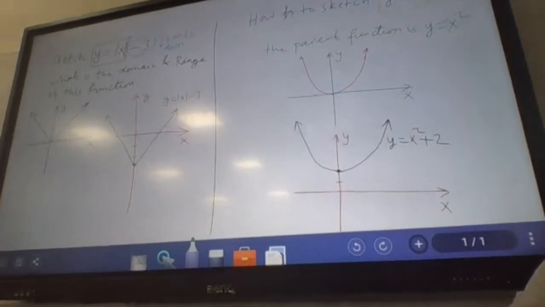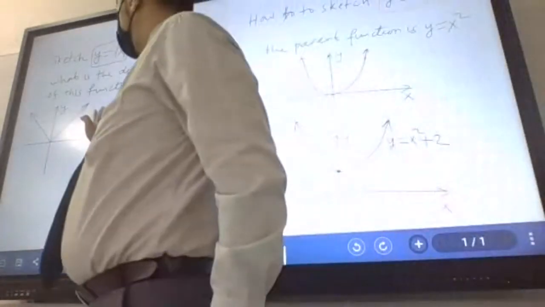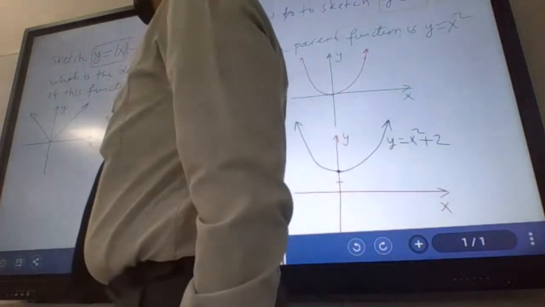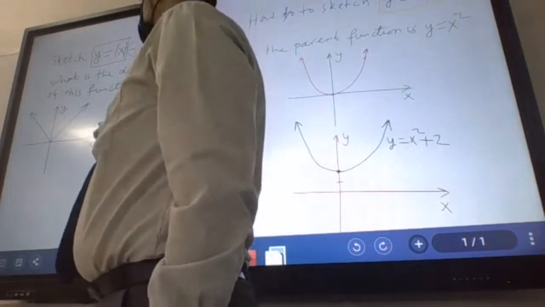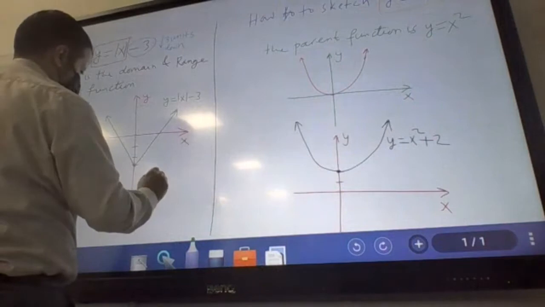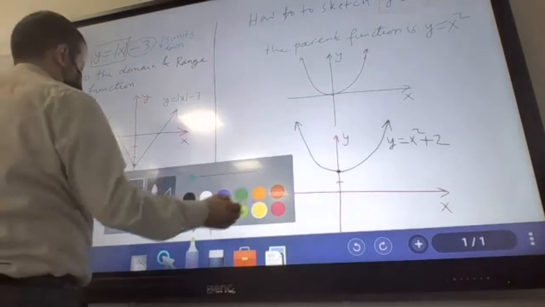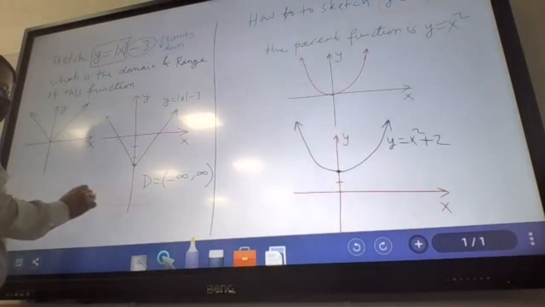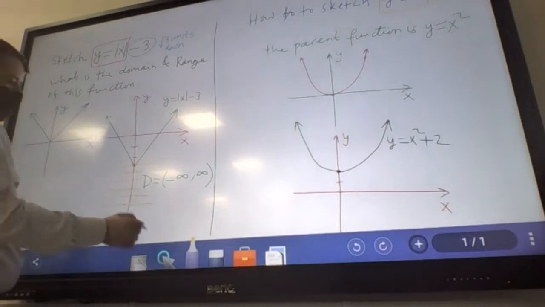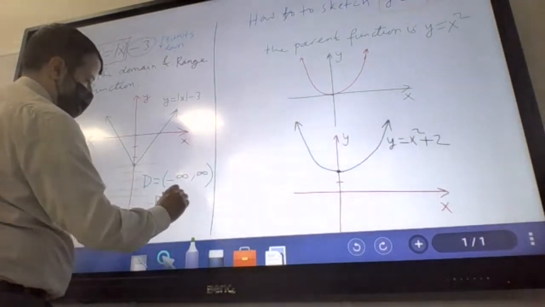Excellent. So all of you answered correctly, yes. The domain, in this case, is from minus infinity to infinity. Why? Because you draw just vertical lines, and you see the domain from minus infinity to infinity. Now, if you draw horizontal lines, you will not intersect this curve until you reach y equals -3. So the range is from -3 to infinity.